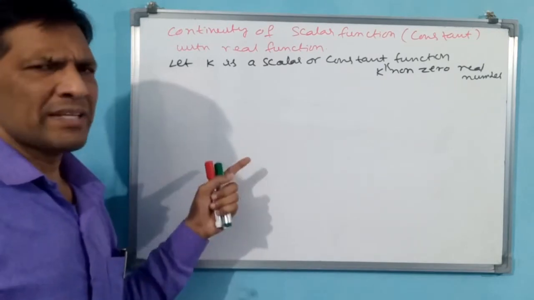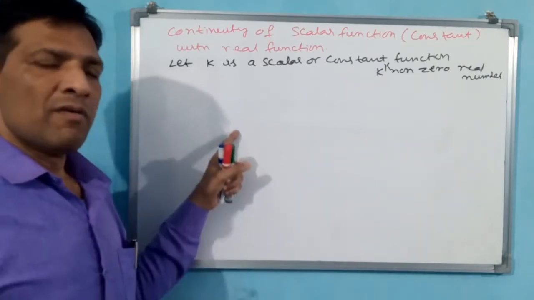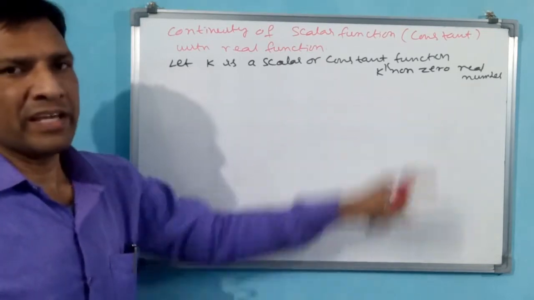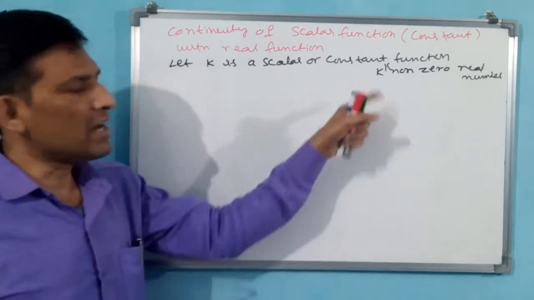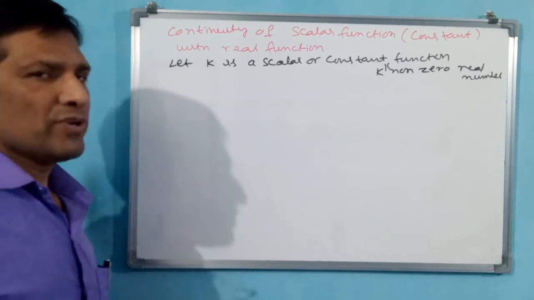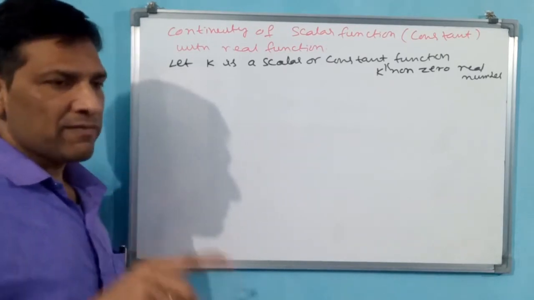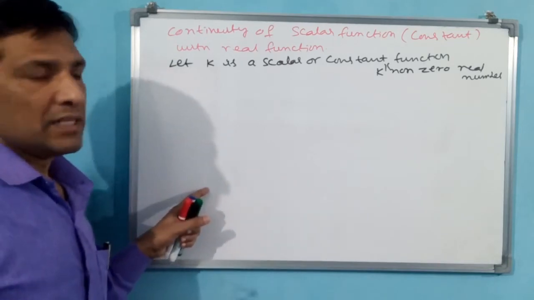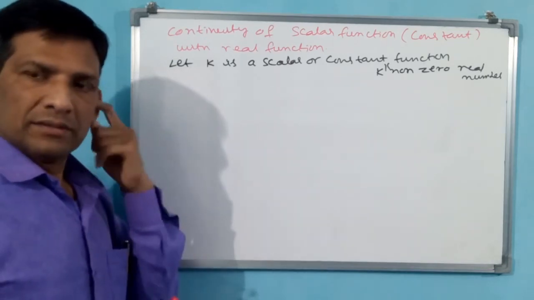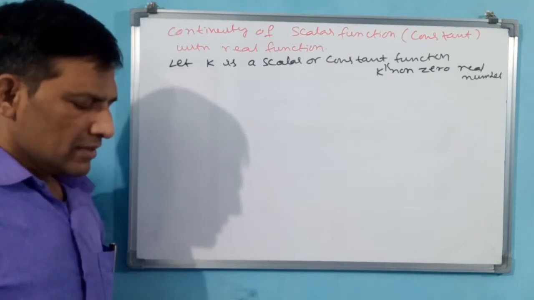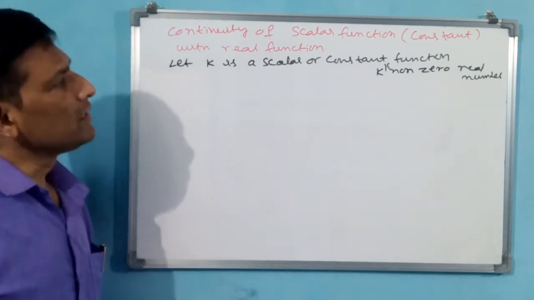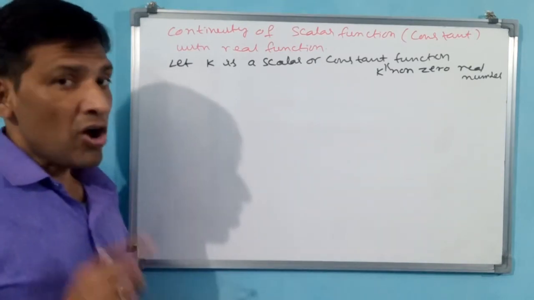Now, why we have taken k: lambda they have given, but from the start we are taking k for scalar or constant rather than lambda. That is why I have taken k. You can take k, there is no problem. Why? Because f, g, h you should not take, since those will come under functions. But k as a scalar or constant function you can take. There is no bar. So k is a non-zero real number.